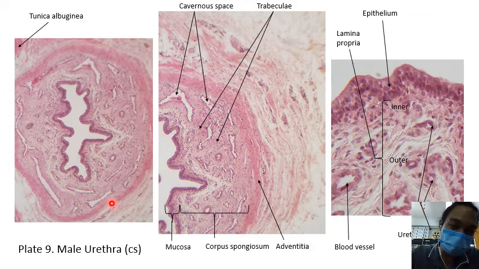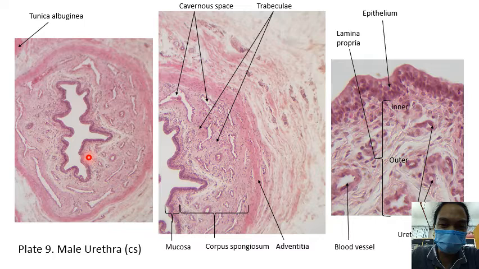So this is a cross section of the male urethra. It's different from the female urethra because it's longer. Although the similarities include the presence of erectile tissue surrounding the urethra, so that's also true for females actually. This is specifically in the males called the corpus spongiosum.